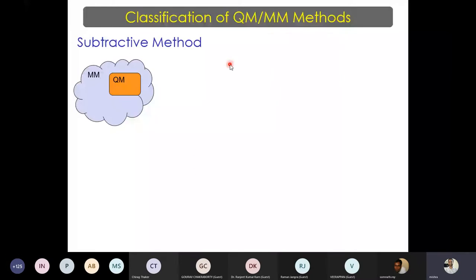One is the subtractive method, the other is the additive method. So we'll first look at the subtractive method. Here the idea is simple. I have this protein, the large one.